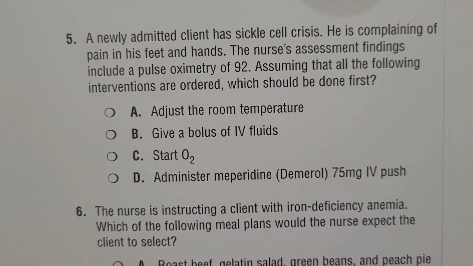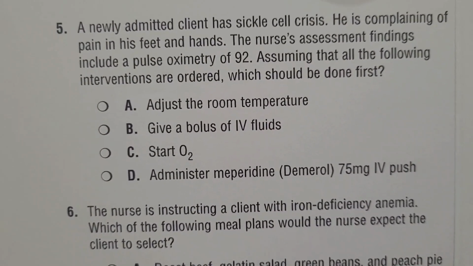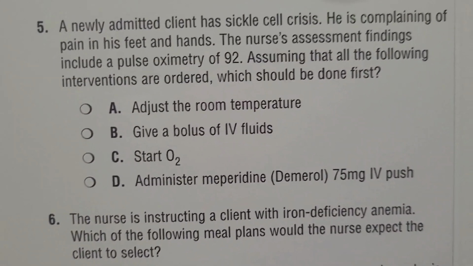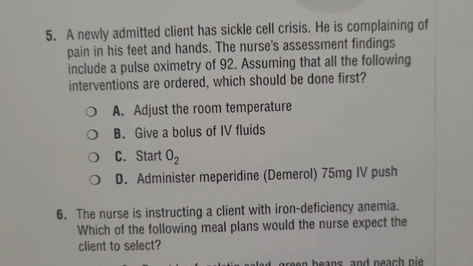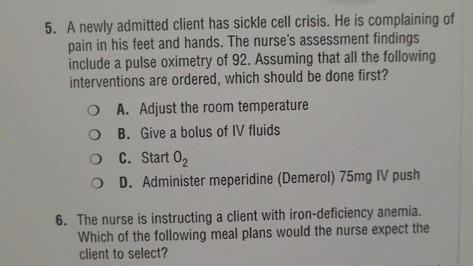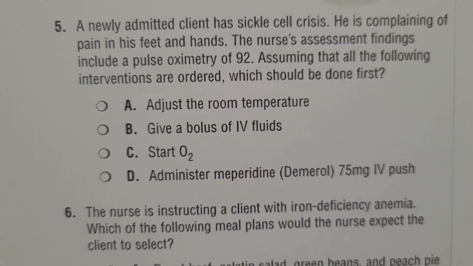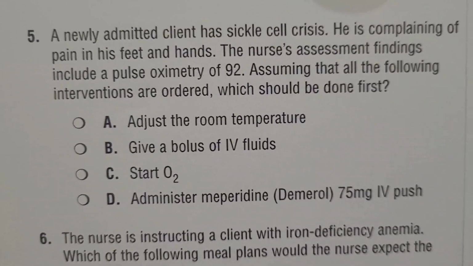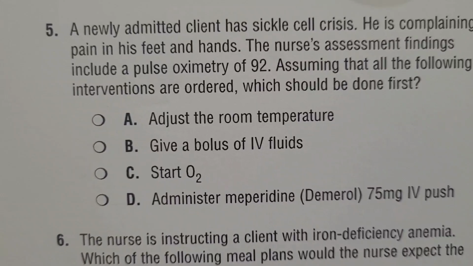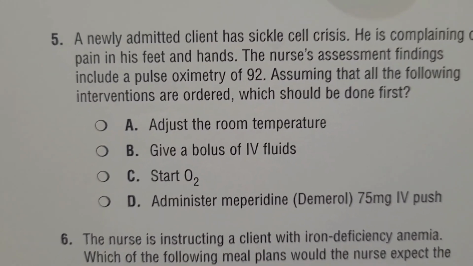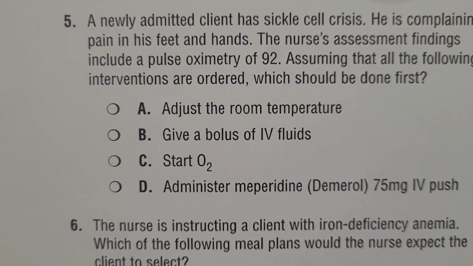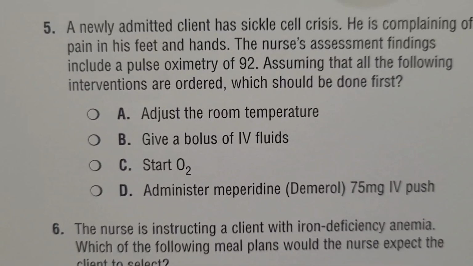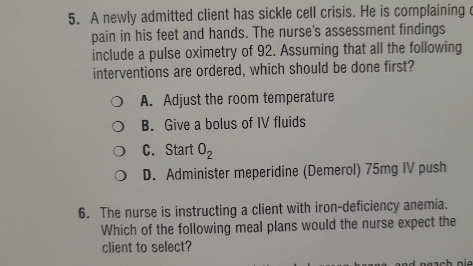Number A, adjust the room temperature. Number B, give bolus of IV fluids. Number C, start oxygen. Number D, administer meperidine Demerol 75 mg IV push. If we look at the question, it already mentions the patient's saturation is 92. So the pulse oximetry already indicates that the oxygen level is low.